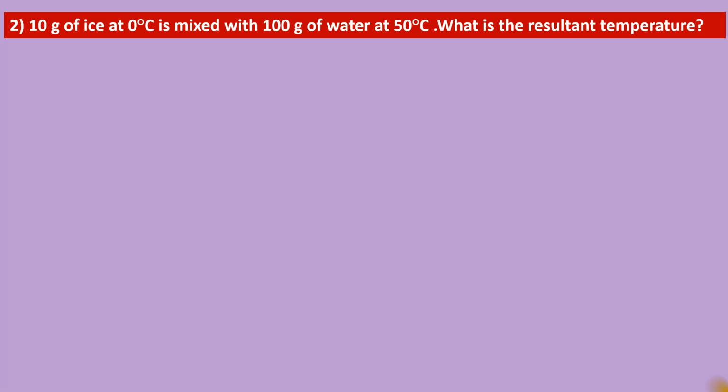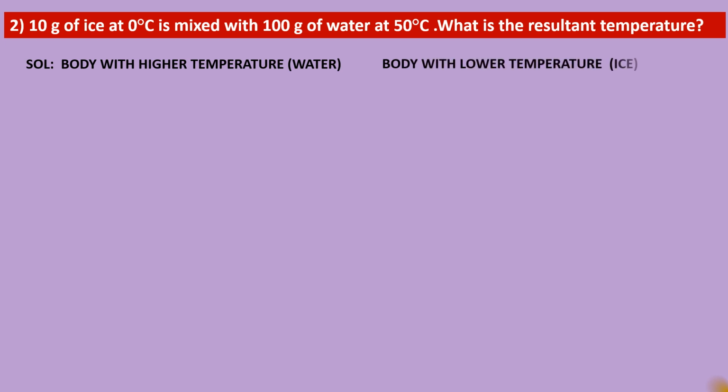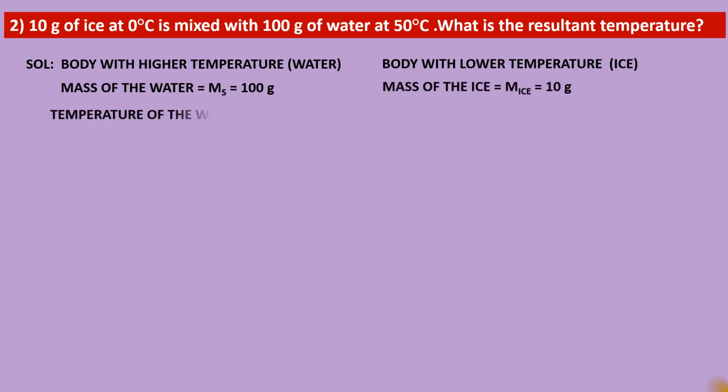10 grams of ice at 0 degrees Celsius is mixed with 100 grams of water at 50 degrees Celsius. What is the resultant temperature? Body with higher temperature is water. Body with lower temperature is ice. Mass of the water is 100 grams. Mass of the ice is 10 grams. Temperature of the water T1 is 50 degrees Celsius. Temperature of the ice T2 is 0 degrees Celsius.